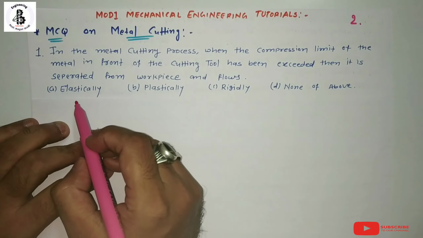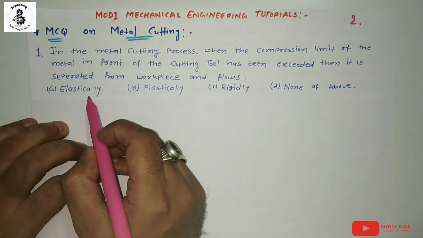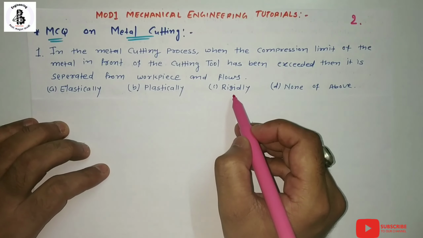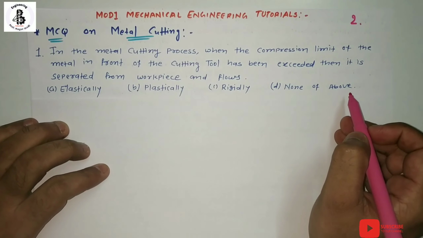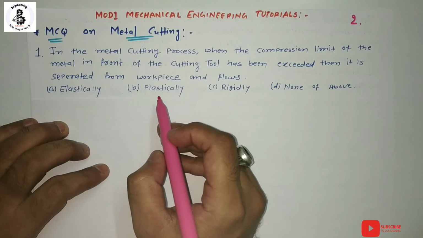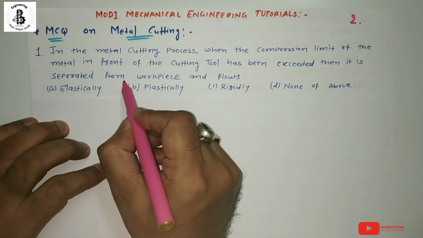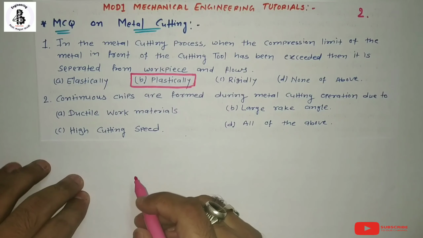So the options: first one, elastically, that will not be it. Second one, plastically. Then fourth one, rigidly, and none of the above. So according to that permanent deformation of the workpiece material, the answer is plastically.